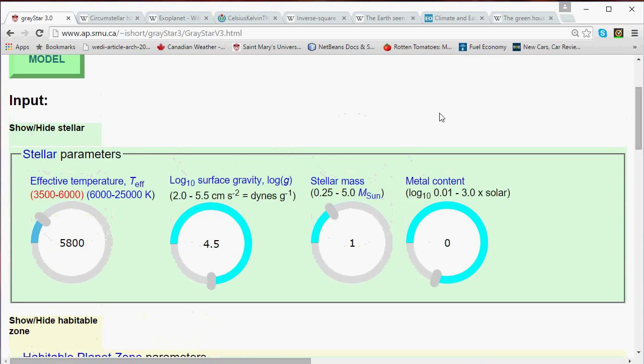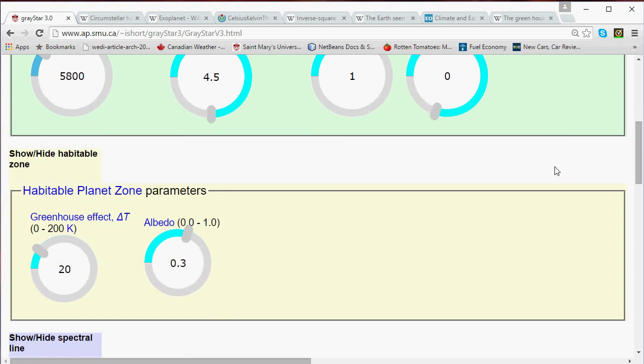Now the controls for the parameters of the star, of course, are the ones that are in this top input panel, the one with the green background color. Those are the controls that we've been working with all along in this video series. And in addition, down here in the second input panel, the one with a more yellow background color, these are the parameters controlling the surface conditions of the planet that we've talked about, the greenhouse effect and the albedo.